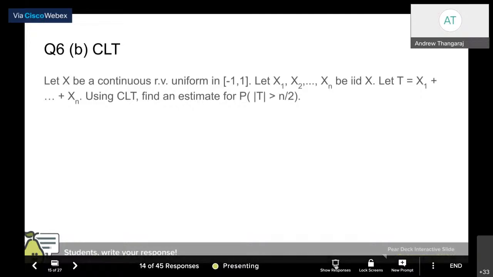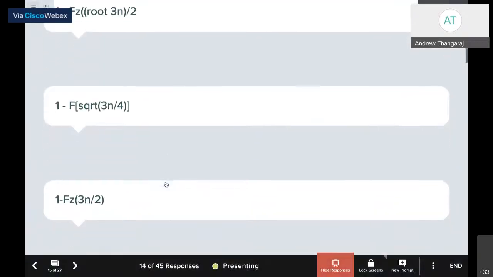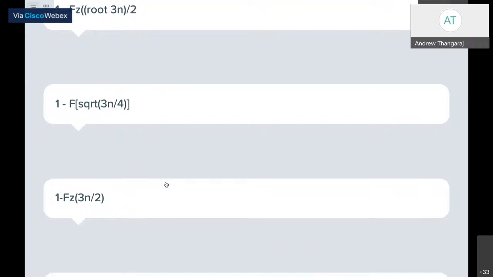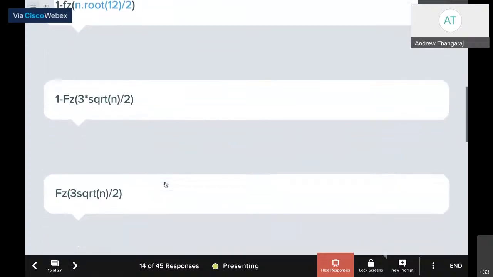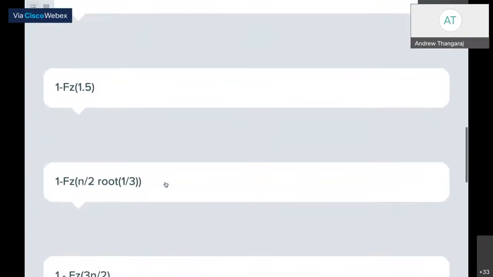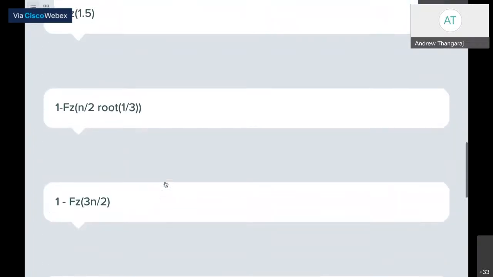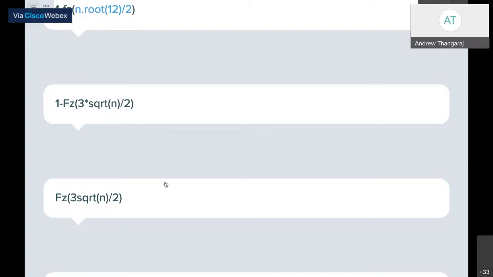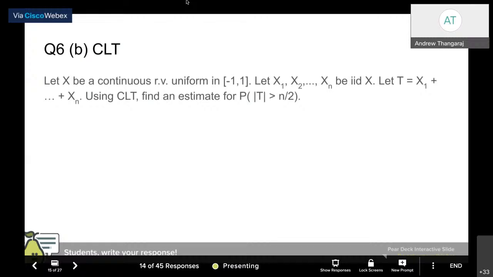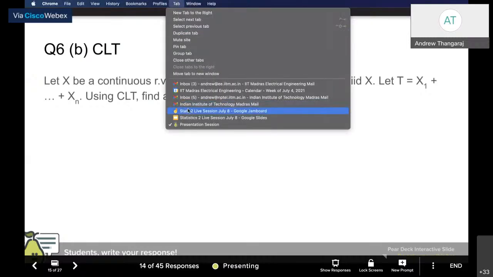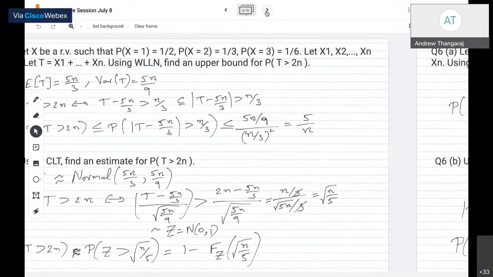Okay, so let's see the responses a little bit. We're getting phi minus phi of square root 3n, 1 minus phi of square root 1.5 times square root 3n, and all that. So all sorts of interesting answers we've got, but let me show you the solution that I have, and maybe you can compare and see if you got the same answer as I did.